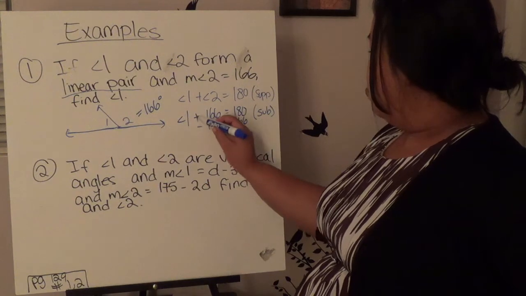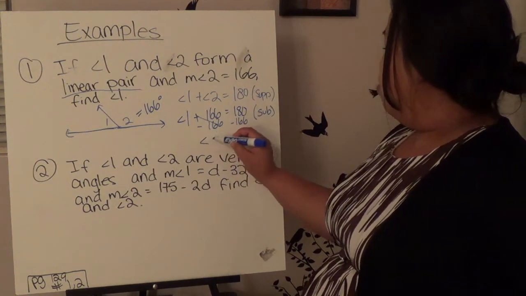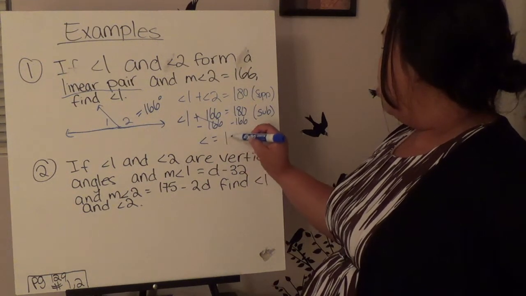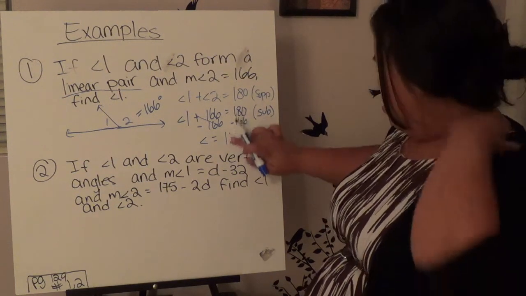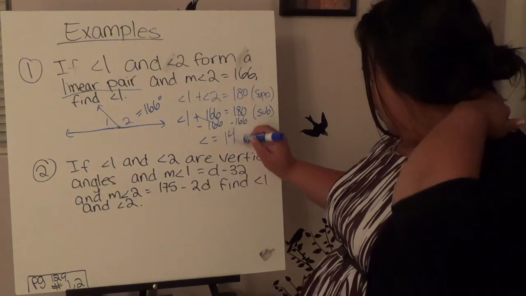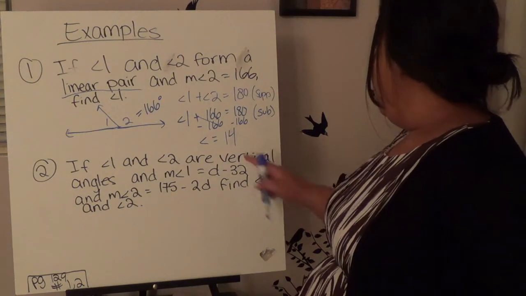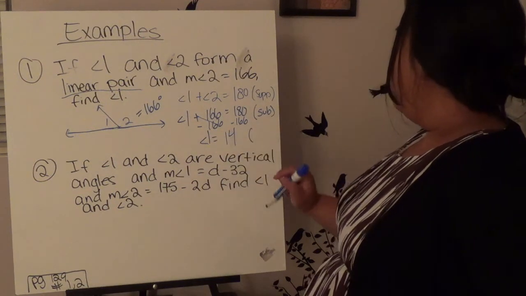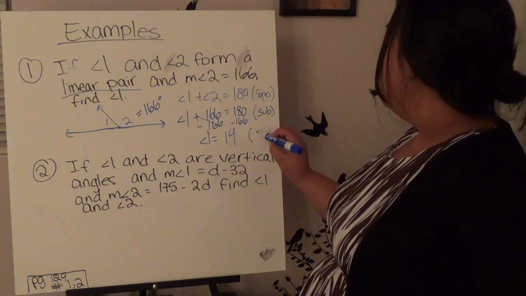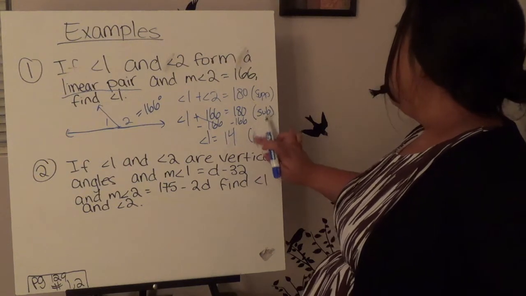And then I end up with this cancels out. This is angle 1 equals 14. And what I did here, oh sorry, it's angle 1. Angle 1 equals 14 because of subtraction. I'm just going to put a subtraction sign.